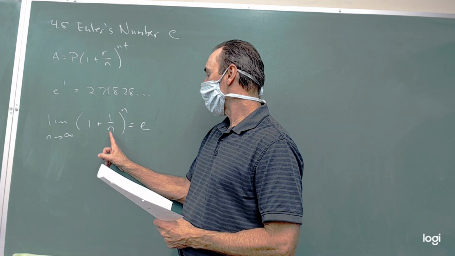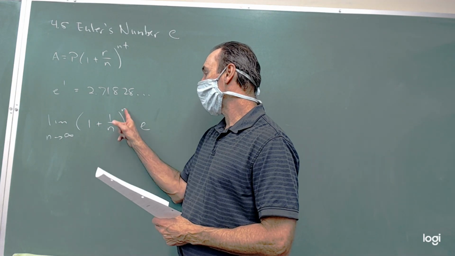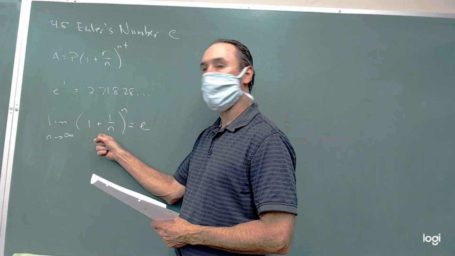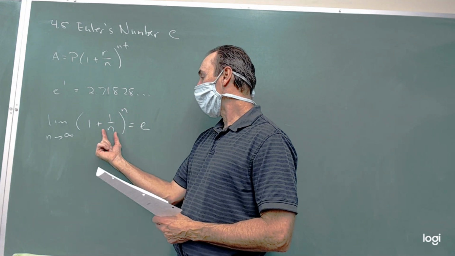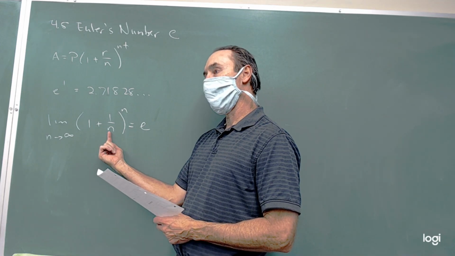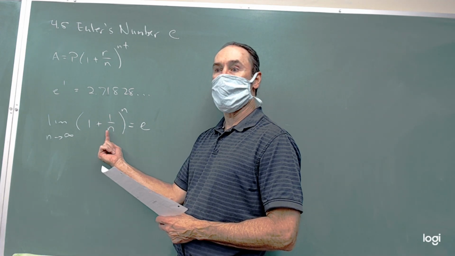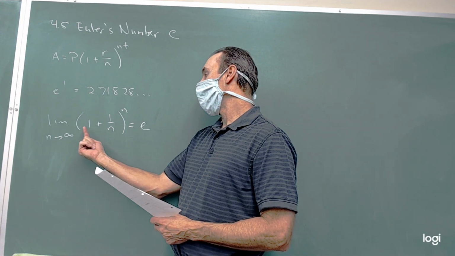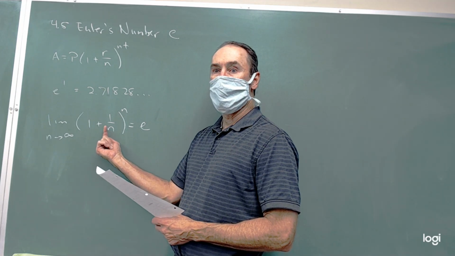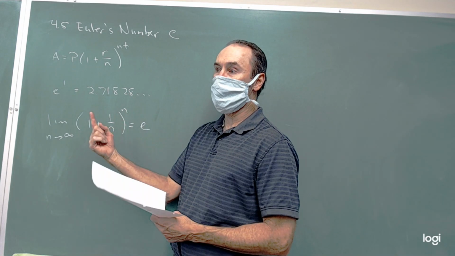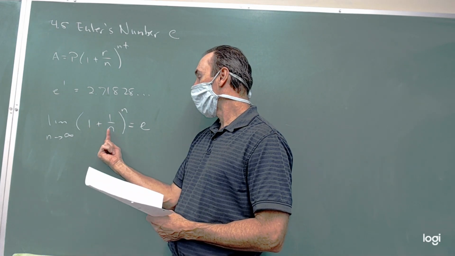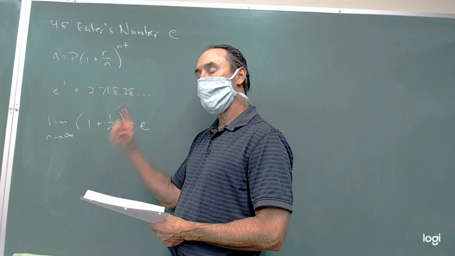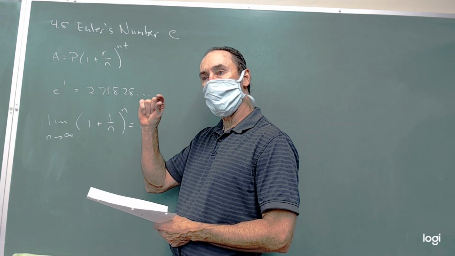But the idea is as n gets bigger and bigger, as you plug in numbers like 100, 1,000, 1,000,000, you have these kind of competing forces. On the one hand, as you put in bigger and bigger numbers, 1 over that gets really, really small. It's getting really close to 0. And you know that 1 plus 0 is 1, and 1 to any power is just 1. So on the one hand, because this is getting smaller and smaller, it seems like it's getting pushed closer and closer to 1.